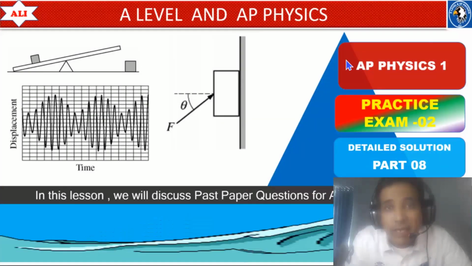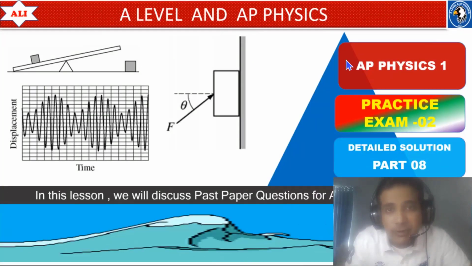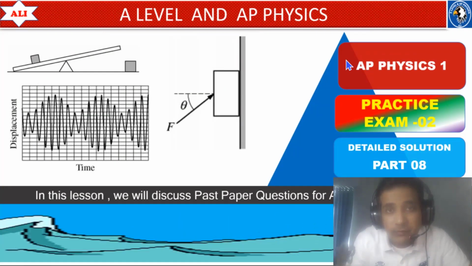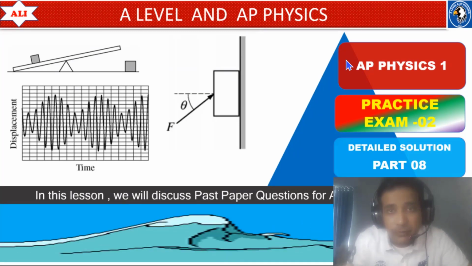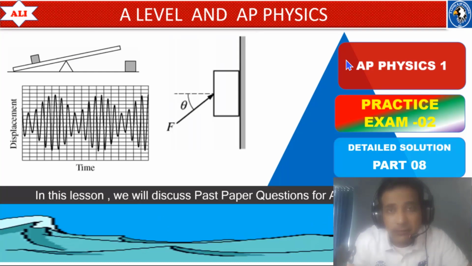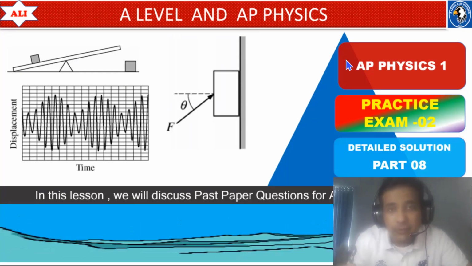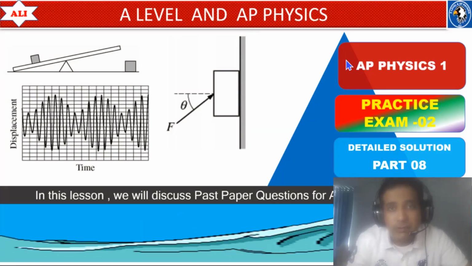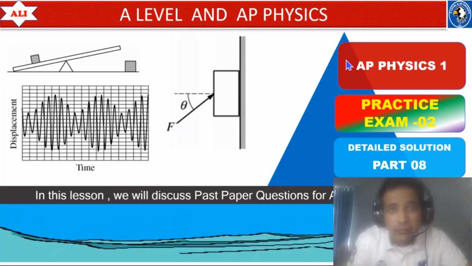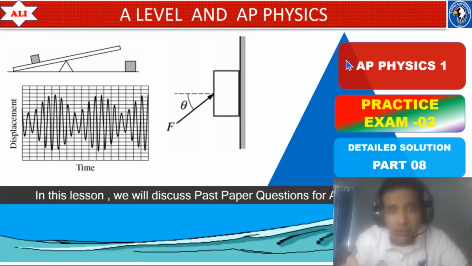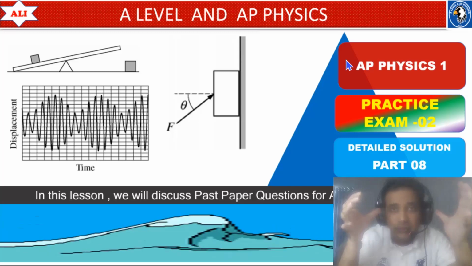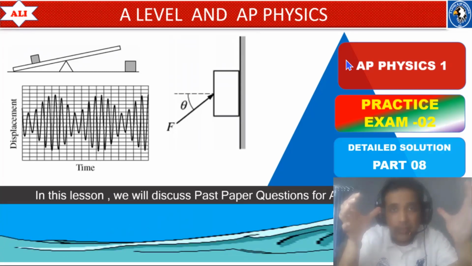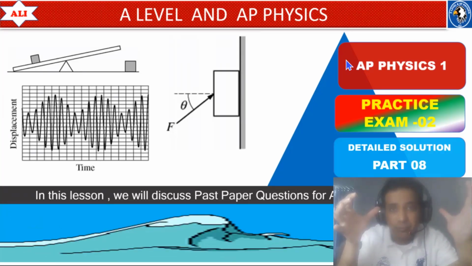Welcome to A-Level and AP Physics. In today's lesson, we will discuss past paper questions for the AP Physics 1 exam. In the last few videos, we have discussed question 1 to question 45. In today's lesson, we will start from question 46 and discuss all remaining questions from this paper. As always, we will discuss these questions in detail so you can improve your conceptual understanding of these concepts and also have a better understanding of these questions. Let's study together, let's improve together.